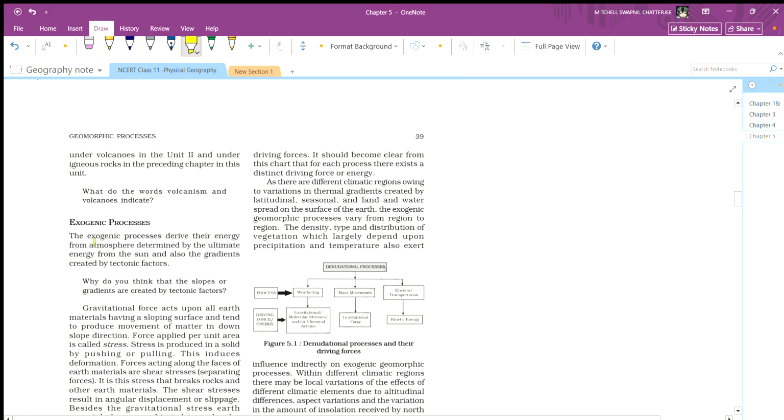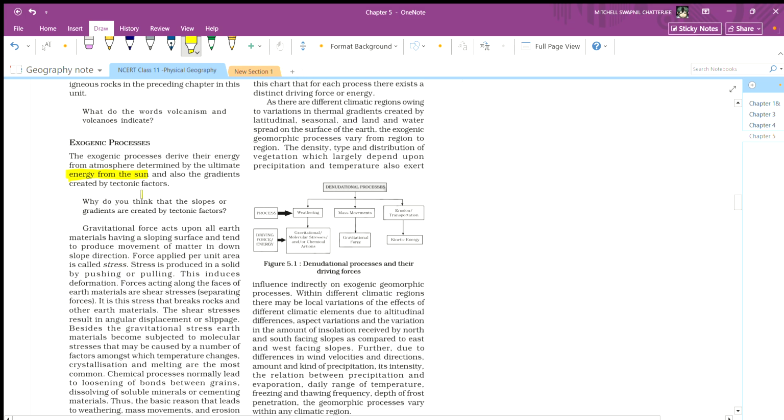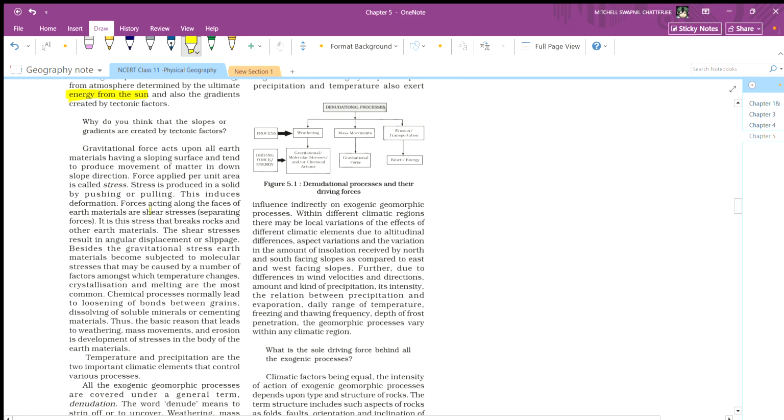Exogenic process. The exogenic process derives its energy from the atmosphere, the ultimate energy being from the sun, and also from the gradient created by tectonic factors. Why do you think the slope and the gradient are created by tectonic factors? Let's read. Gravitational force acts upon all earth materials on a sloping surface and tends to produce movement of matter in a downslope direction. This force applied per unit area is called stress.